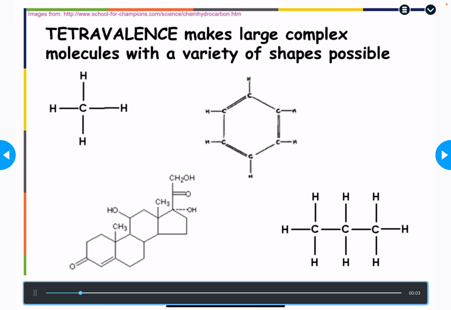So these are some of the examples of what tetravalence can do in terms of shapes of molecules. We can have basic shapes where we just have one coming off from each side of a carbon, and that's it. Or we can start to arrange things into rings or chains of rings. And this is where the variety of shapes that carbon can make is really what makes it the backbone of the life forms that we have.